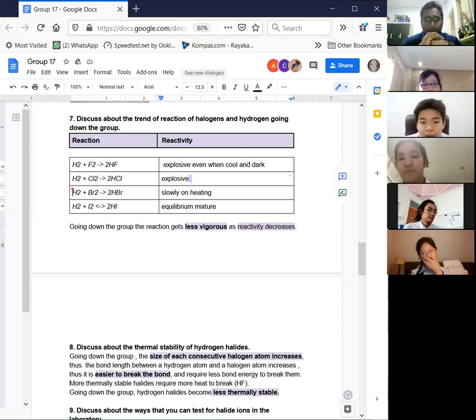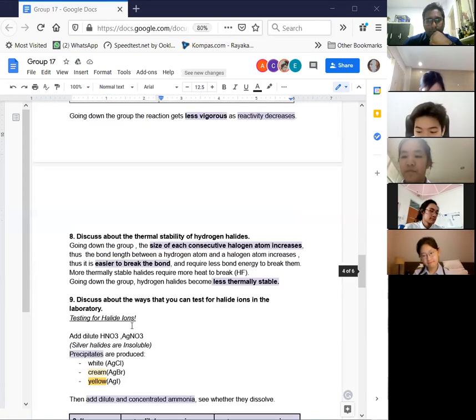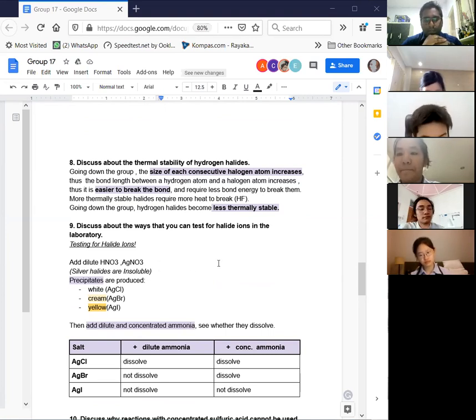Going down the group, hydrogen halides become less thermally stable. This is because when you go down the group, the size of each consecutive atom will increase. So it'll slowly increase and get bigger. So the bond length between a hydrogen atom and a halogen atom also increases. Thus, it'll be easier to break the bonds and less bond energy will be needed to break them. More thermally stable halides require more energy to break them. This is also known as hydrogen fluoride.